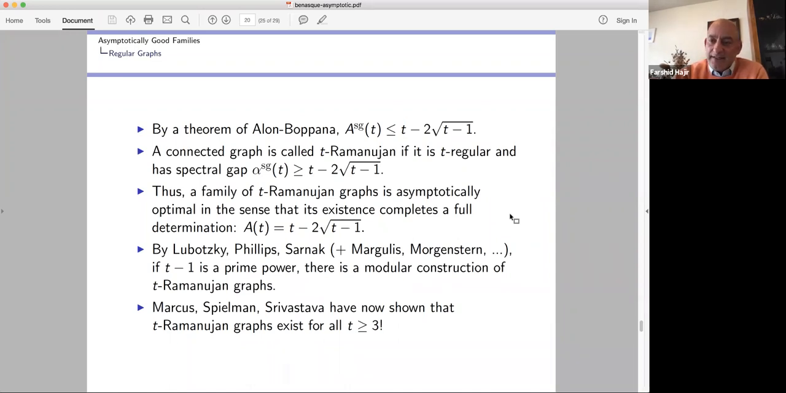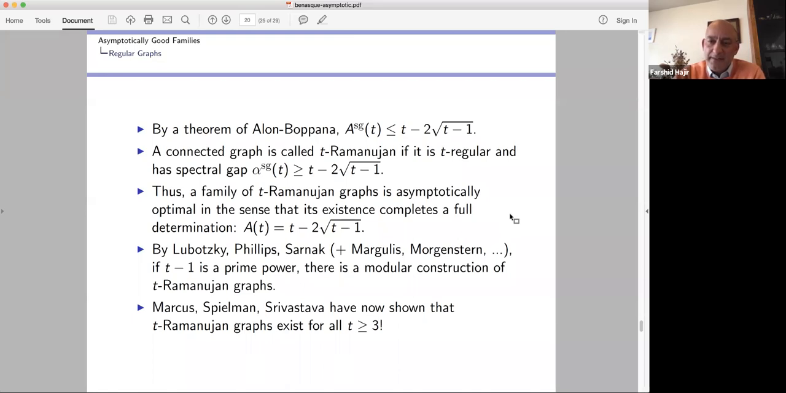And the amazing thing is that Lubotzky, Phillips, and Sarnak discovered, I think it was 1988, that when t minus 1 is a prime, they exist. And they come from the same place as everything else does, the modular curves. And that's why they're called Ramanujan, because Sarnak insisted that he wanted to call them Ramanujan because it was related to the Ramanujan conjecture for automorphic forms.